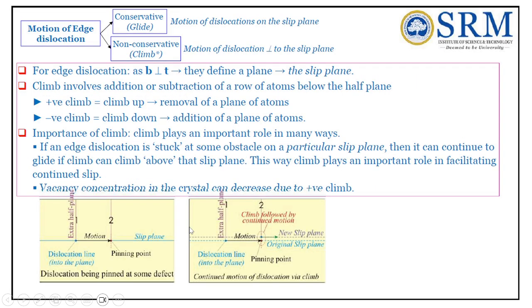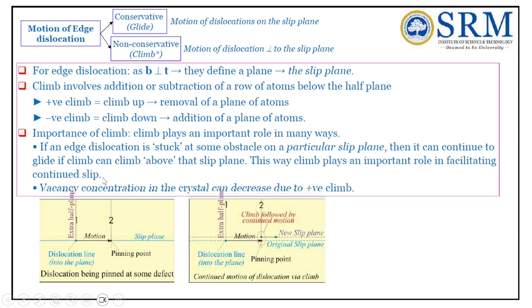The first step of plastic deformation can be considered as the step created when the dislocation moves and leaves the crystal. Now coming to the motion of edge dislocations, they can be conservative or non-conservative, that is, they can be classified into glide and climb. Conservative motion is motion of the dislocation on the slip plane, whereas non-conservative climb is motion of the dislocation perpendicular to the slip plane. For an edge dislocation, b is perpendicular to t, and they define a plane, the slip plane. Climb involves addition or subtraction of a row of atoms below the half plane.